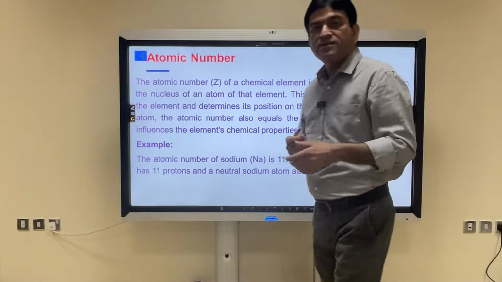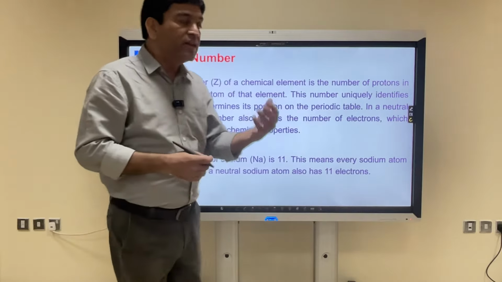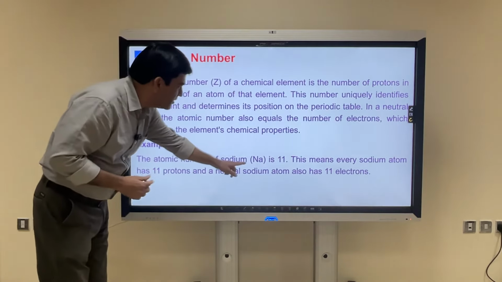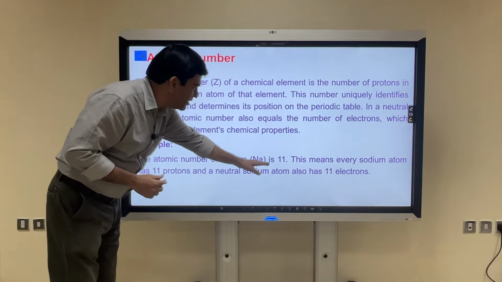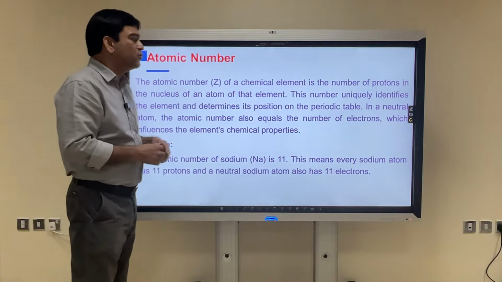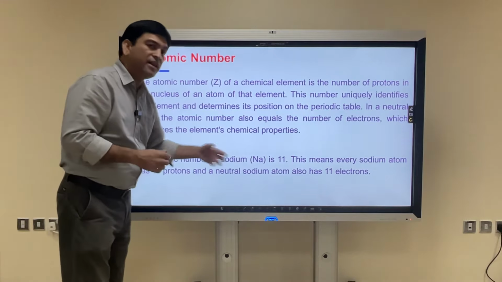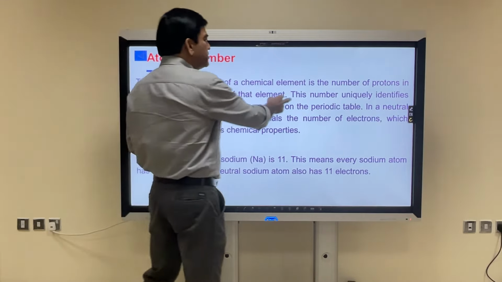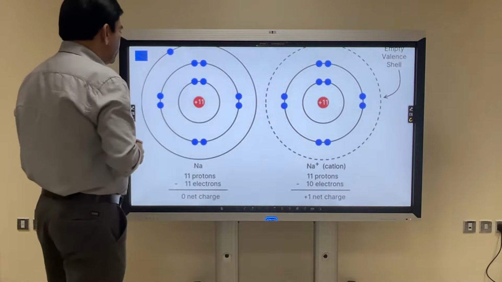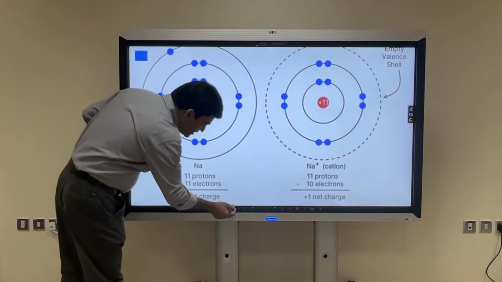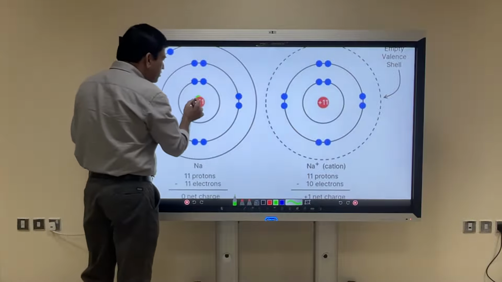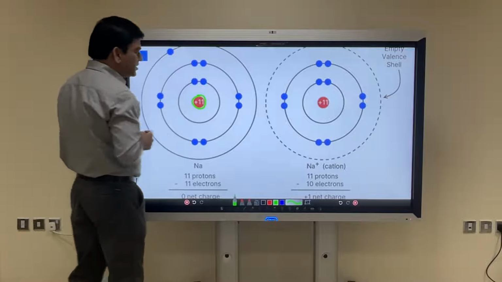So atomic number is the number of protons or the number of electrons in an atom, and the example given over here is sodium, which has the atomic number of 11. So it has 11 electrons and 11 protons, and the net charge is 0 because this is an atom, and atom is electrically neutral in nature. So you can see over here at the center there is a nucleus, and in the nucleus you have 11 protons. So they have plus 11 charge.